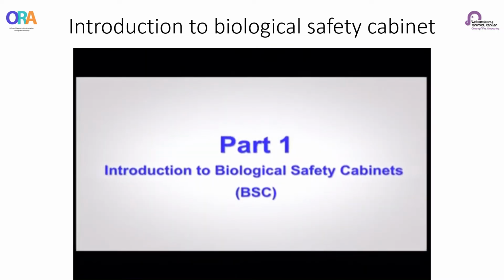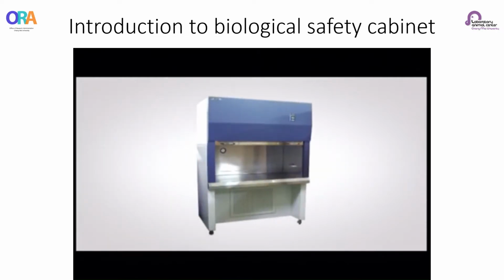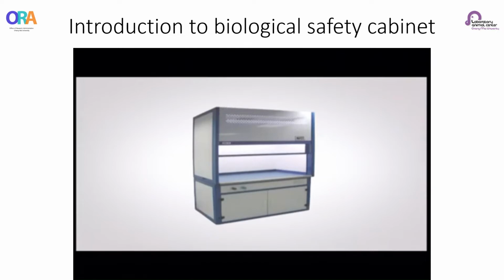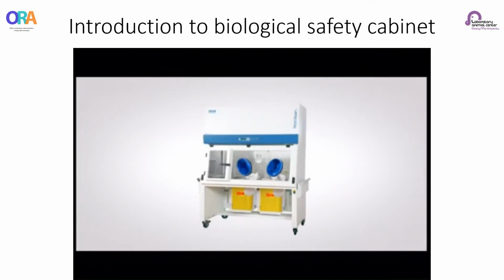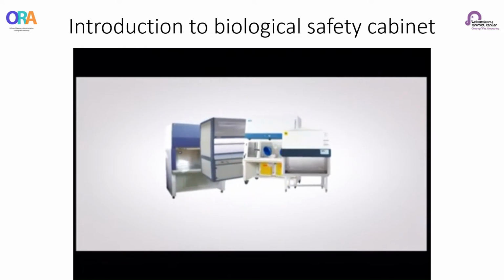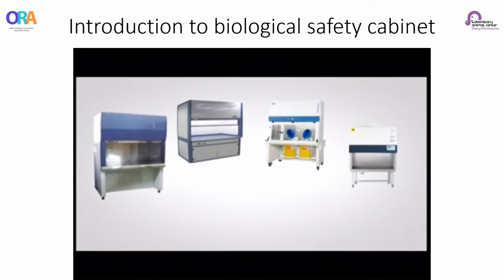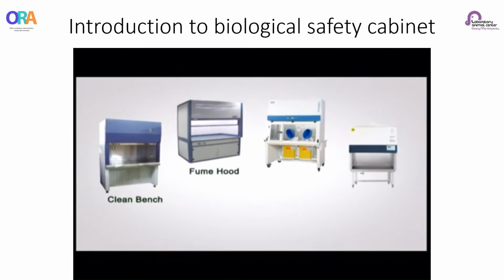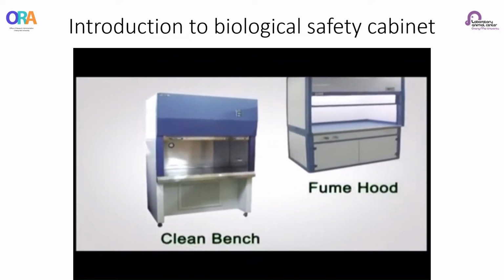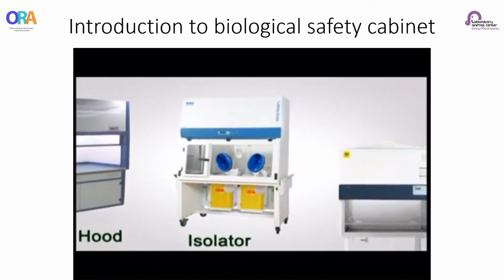Part 1. Introduction to Biological Safety Cabinets. Users are always confused about which equipment to select that will best suit their needs. So it is important for them to understand the concept of operations and the difference between the types of equipment. The clean bench, fume hood, isolator, and biological safety cabinet, BSC, are the different types of ventilation equipment used in the laboratory to work with biological agents or chemicals.